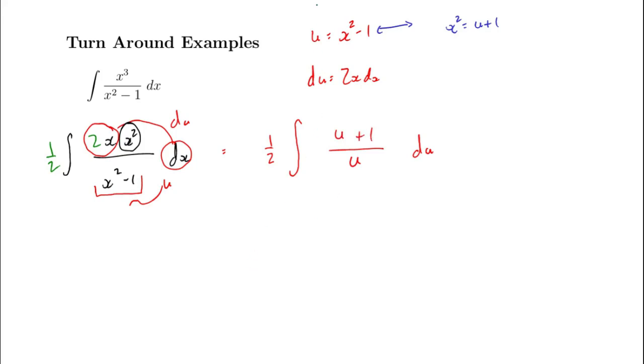How do we anti-differentiate this? Well, what we'll notice again is that we can do this really nice split, right? So this is really half times, we'll split that fraction up. We have u over u, that's 1, right? We're looking at these two things over each other. And then we also have these two things over each other.